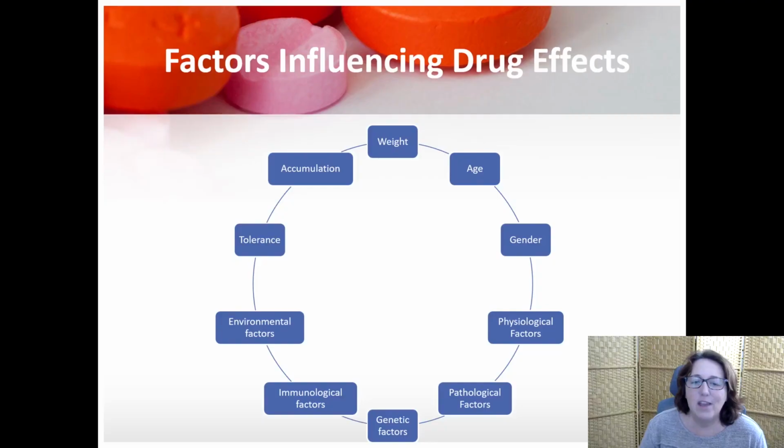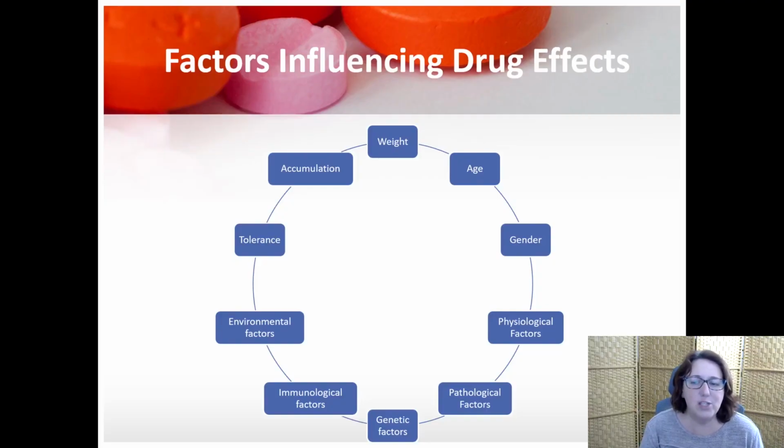Genetic factors: there's something called pharmacogenomics, and this is the study of genetically determined variations in the response to drugs. This is a fairly new area that we are looking at, so we're learning more about this all the time. We learn that there are things encoded on our genes that affect the way that we absorb sometimes all drugs or sometimes just particular drugs. So I'm sure we'll continue to learn more about that in the coming years.